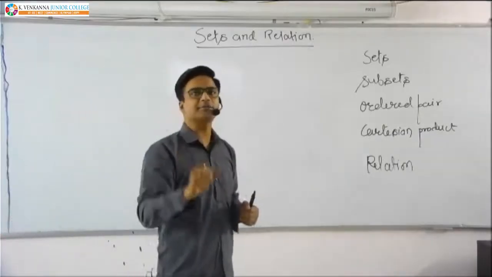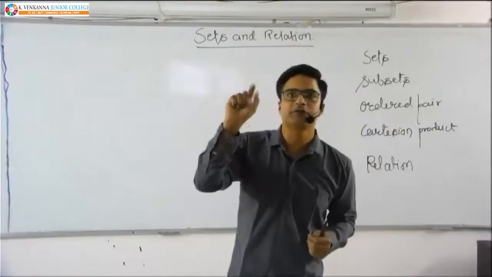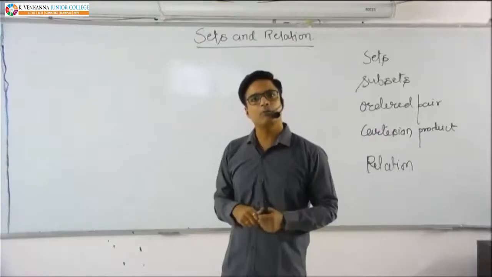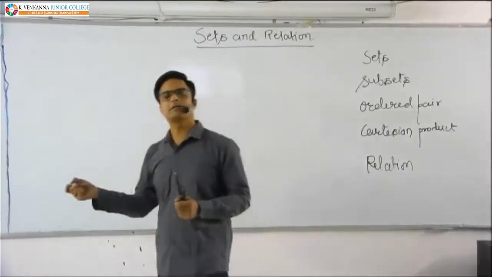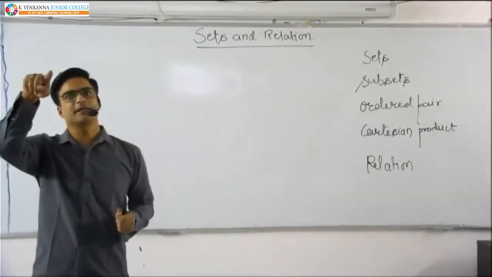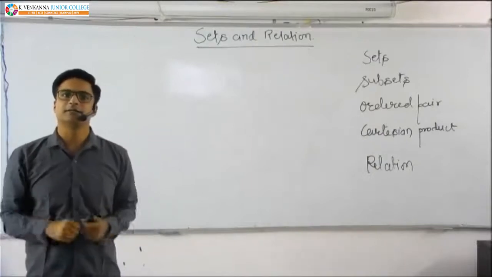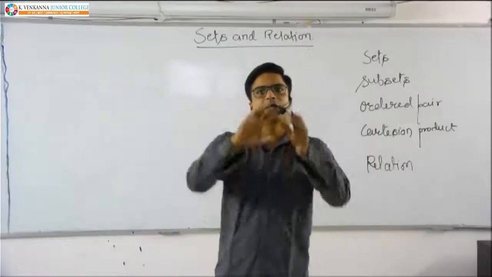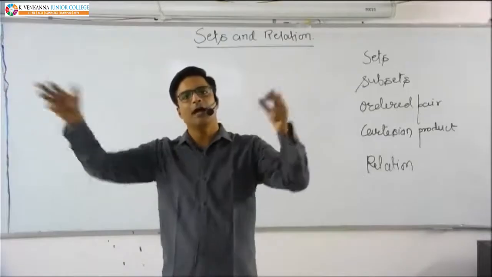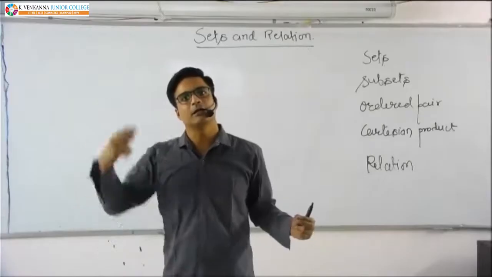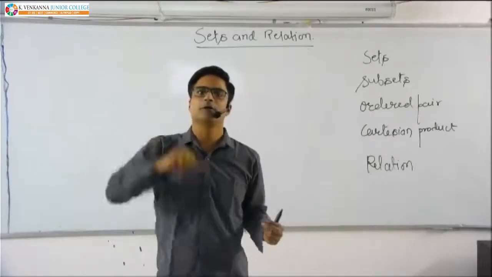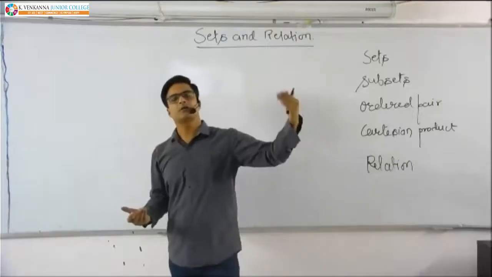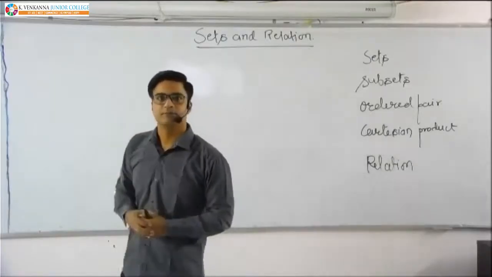And again in subsets, we studied two types of subsets. First is your proper subsets and second is your improper subsets. Improper subsets are nothing but the set itself and the null set. These two sets are called improper subsets. That means if we take all the elements and if we don't take any element, these two extreme cases are called improper subsets. Rest all the subsets are known as proper subsets, right?